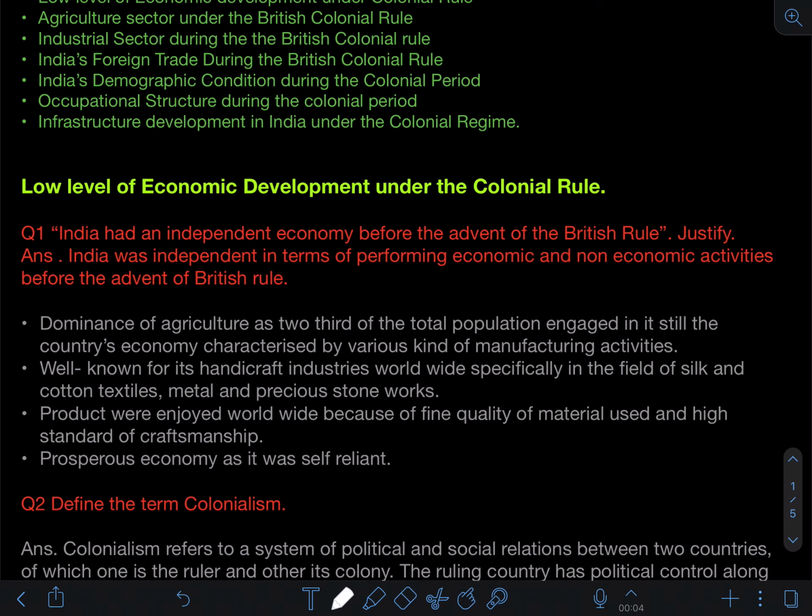So when I say economic development, it's quite a simple term.